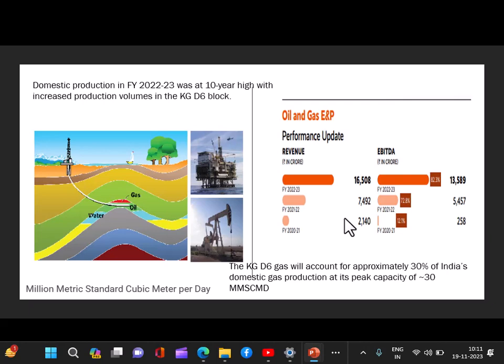So the domestic production was at a 10-year high. Their production went up, and the oil also favored their business. So their profits also went up.